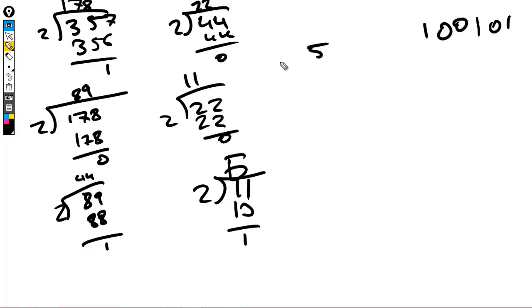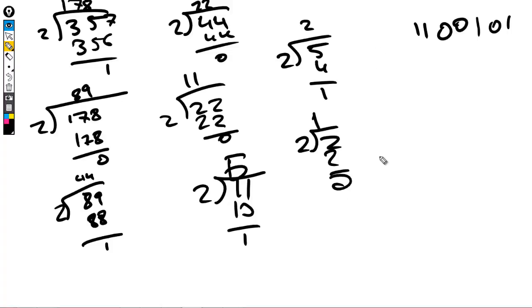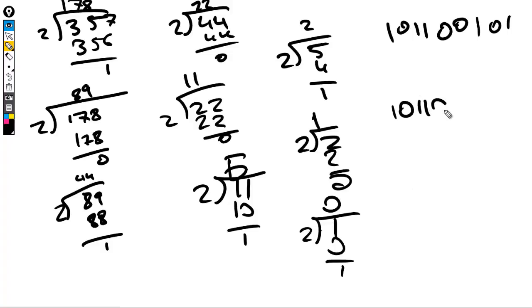Alright, we have 5 divided by 2. This is going to equal 2, 4, remainder 1. 2 divided by 2 is 1, 2, remainder 0. And we're going to put that in there, and 1 divided by 2 is equal to 0, remainder 1, there, and here is the binary representation of 357.